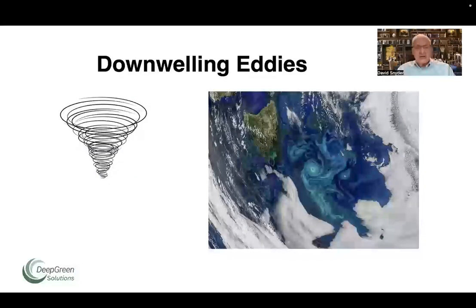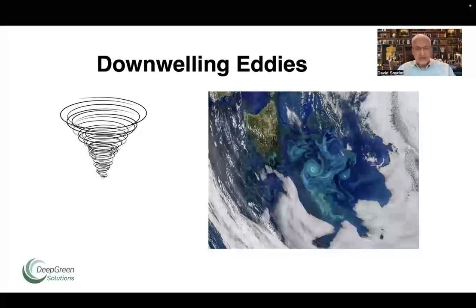Now, downwelling eddies can actually be observed from space. It's when the currents get together and cause a swirling in an area as much as hundreds of kilometers in diameter that will transport water near the surface deeper into the ocean. There are both downwelling and upwelling eddies.